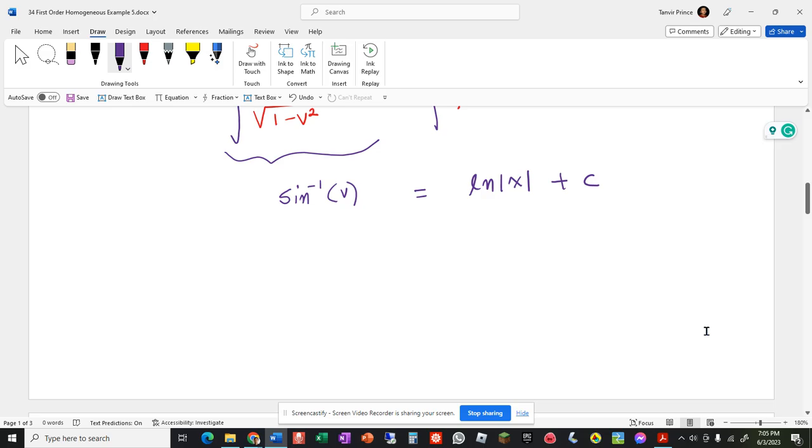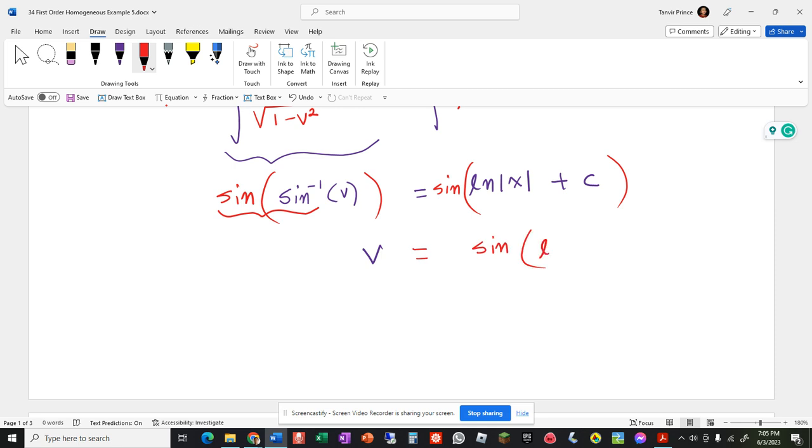Let's solve for v. So if I take sine to both sides, just to make sure everybody understands, I'm taking sine to both sides. Here sine and sine inverse are inverse functions, so they cancel each other. I get v equal to sine of ln of x plus c. But don't forget that v is y over x, so we have to put it back at the end.